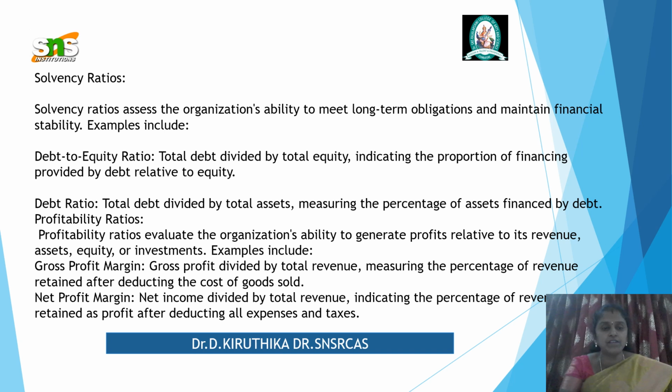Then profitability ratios, evaluating the organization's ability to generate profits relative to its revenue, assets, equity, or investments. Example: gross profit margin and net profit margin. So the gross profit divided by total revenue gives your gross profit margin. Net profit, that is your net income, divided by your total revenue, indicates your net profit margin.